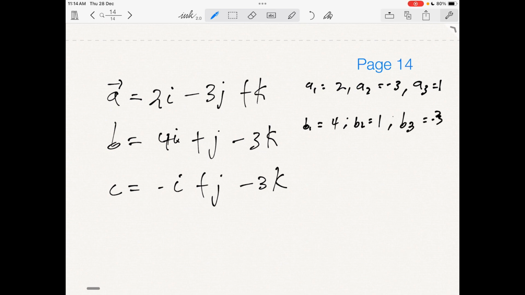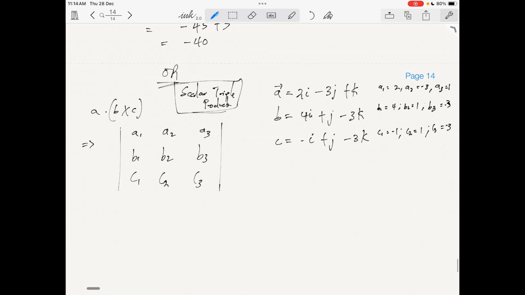Our c1 is equal to minus 1, our c2 is equal to 1, and our c3 is equal to minus 3. Now after this is done, we will slot it in: a1 is 2, a2 is minus 3, a3 is 1, b1 is 4, b2 is 1, b3 is minus 3, c1 is minus 1, c2 is 1, and c3 is minus 3.